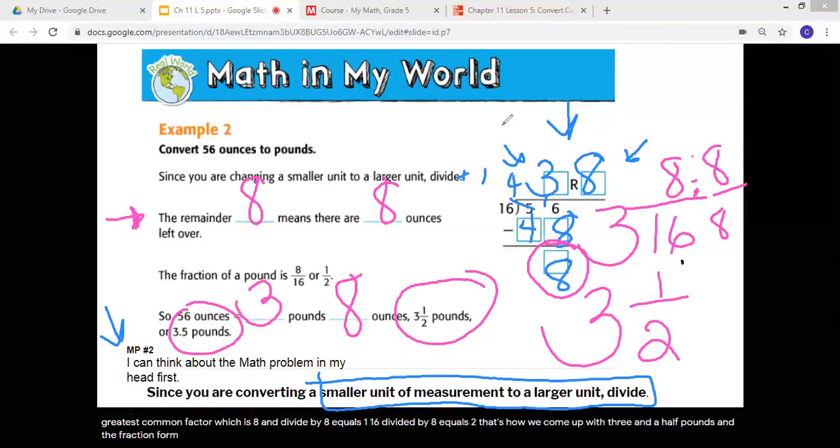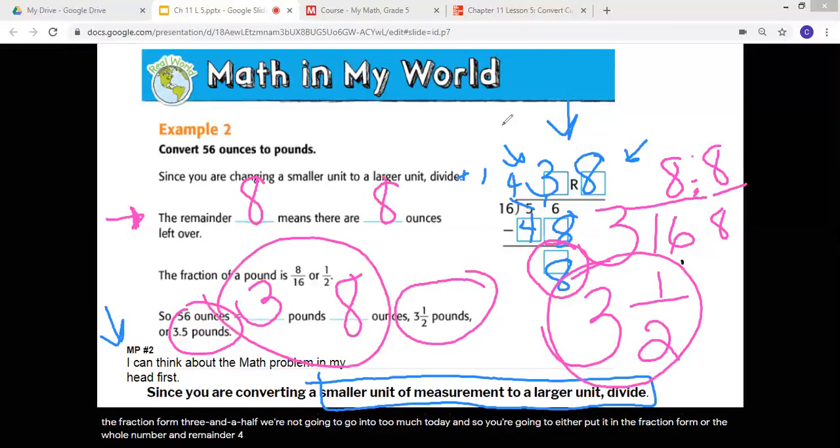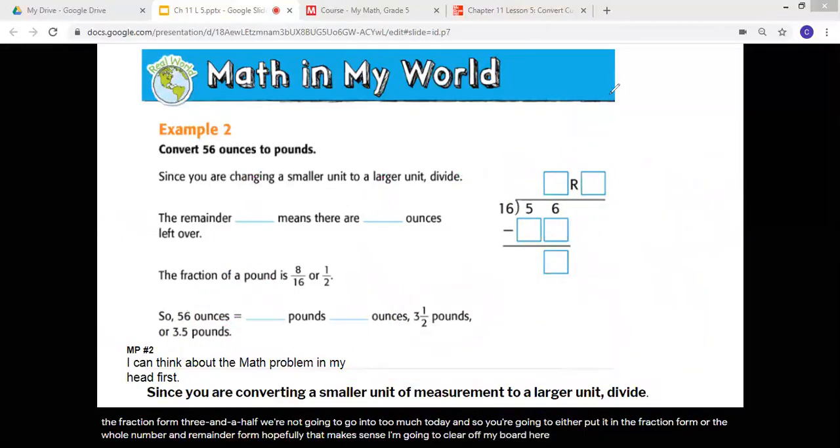And the fraction form, we're not going to go into too much today. And so you're going to either put it in the fraction form or the whole number and remainder form. Hopefully that makes sense. I'm going to clear off my board here. If you're good with the decimals and you work better with the decimals, go ahead and use that. If you're good with the fractions, go ahead and use that. If you need to write it out as pounds and ounces, go ahead and do that. You're going to work to your strengths while you're practicing.